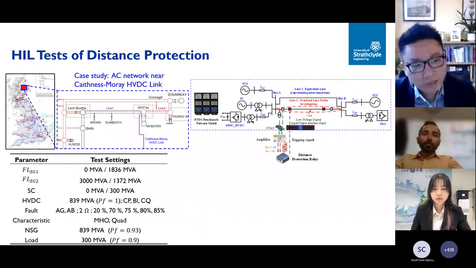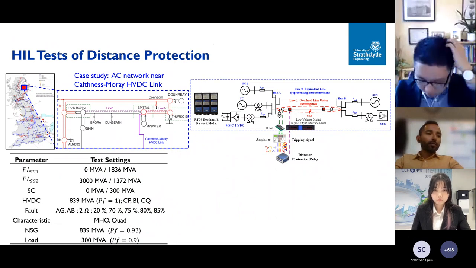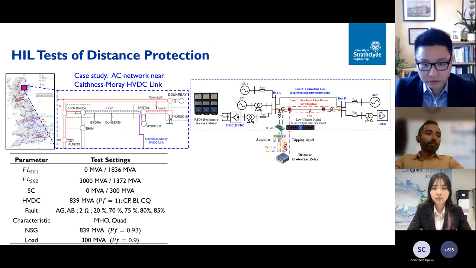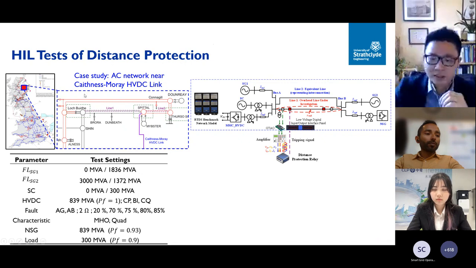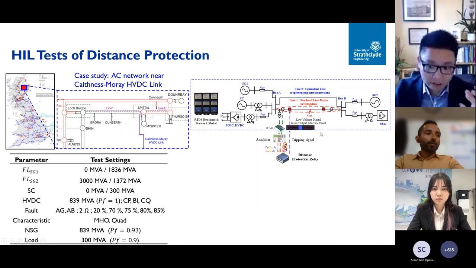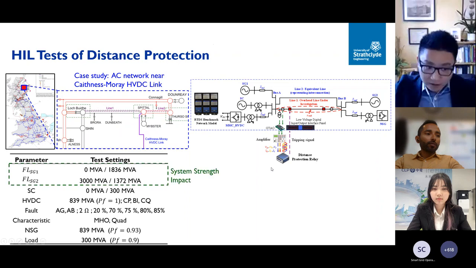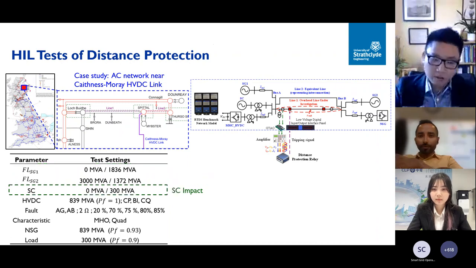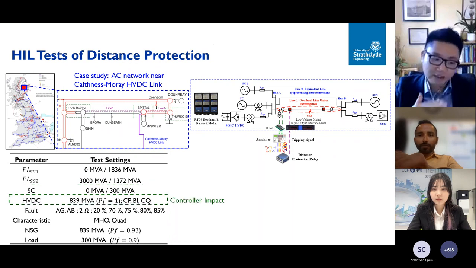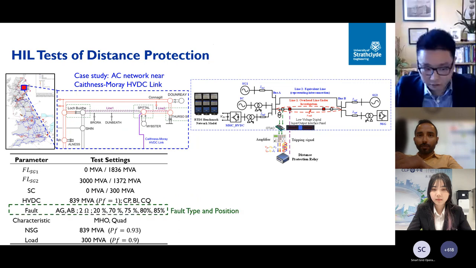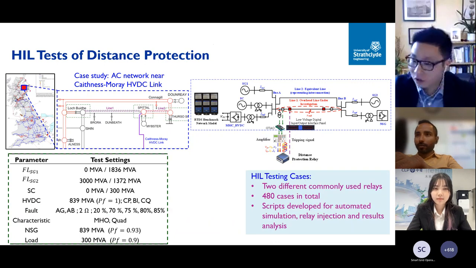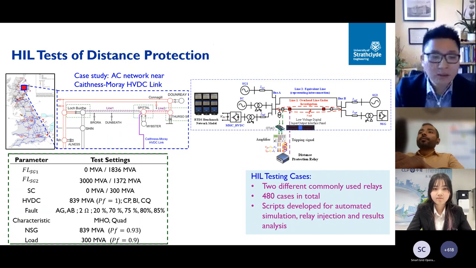Okay, so what we have done is pick a location in the north of Scotland. Probably many of you know Scotland has a lot of wind. It's one of the most heavily converter-dominated areas. So we picked one of the HVDC links, called the Caithness Moray HVDC link, and we modeled the area in our lab using RTDS, with two physical relays from manufacturers. We consider the condition right now in the system, and we're also looking at the system in the future. We look at whether deploying a synchronous compensator will make a difference. We look at different control strategies for HVDC converters, different faults, different protection characteristics, and then we run hundreds of cases using automatic scripts. And then we analyze what happened.